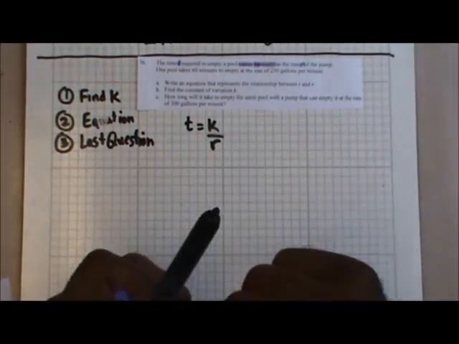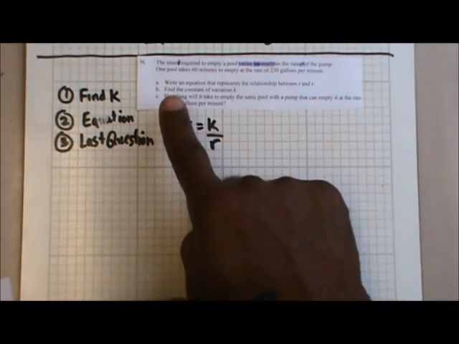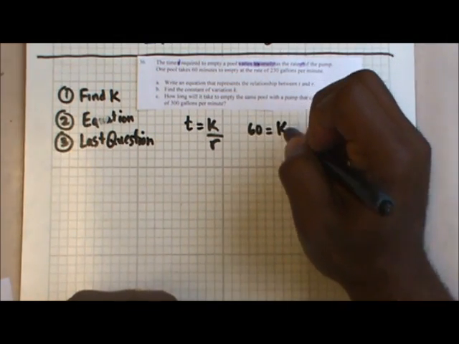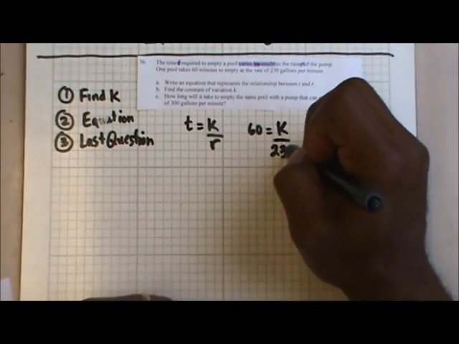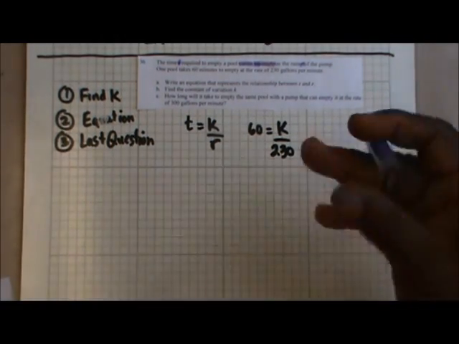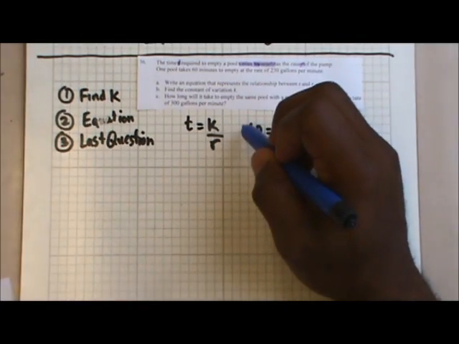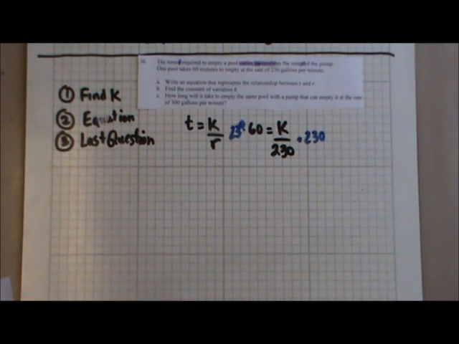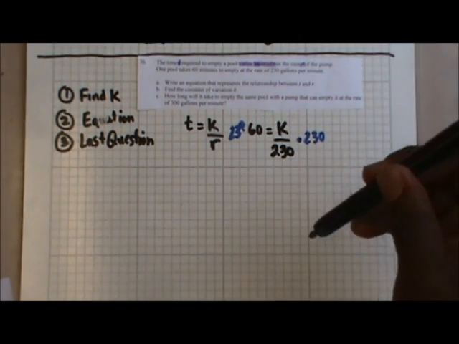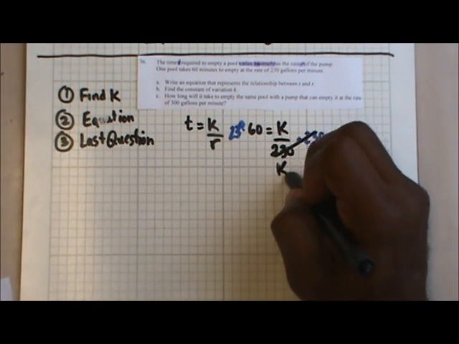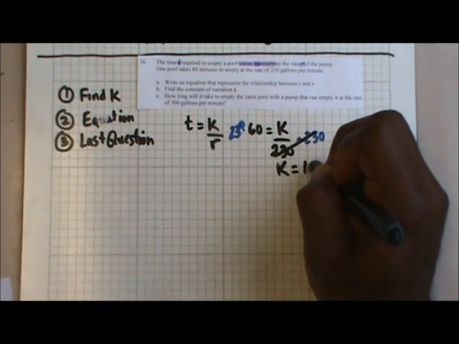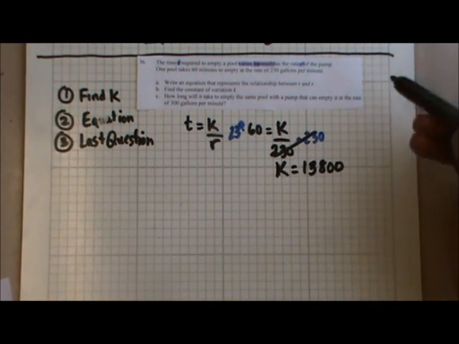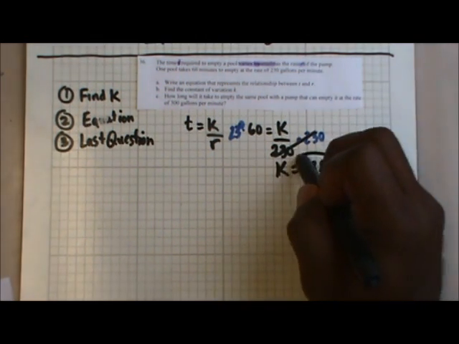Next part, because we got to get K first. One pool takes 60 minutes to empty at a rate of 230 gallons. So there's our equation. Multiply both sides by 230. That's going to give us a K value of 13,800. We did this problem together already a couple of times, actually. It's the exact same problem, nothing changed. All right, got your K.